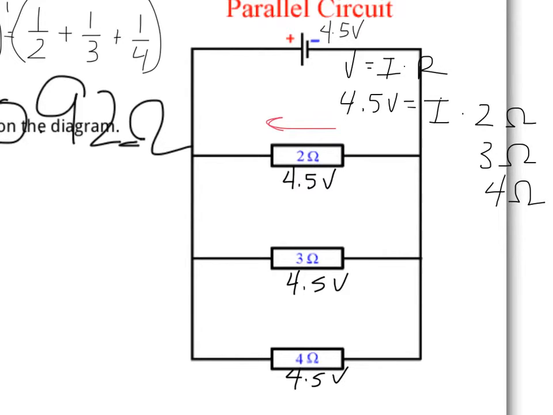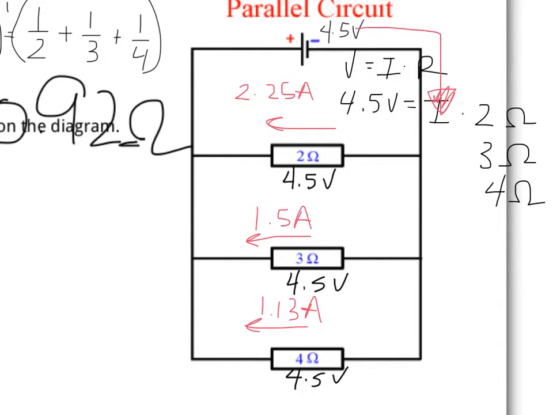Over here on the top, 2.25 amps. In the middle, 1.5 amps. And on the bottom, 1.13 amps, rounded off a bit there. These currents came from our battery initially as one whole 4.89 amps calculated before. And you'll see if you add up these 3 individual currents, they do add up to 4.89 amps because they come from that original stash, if you will, of current.